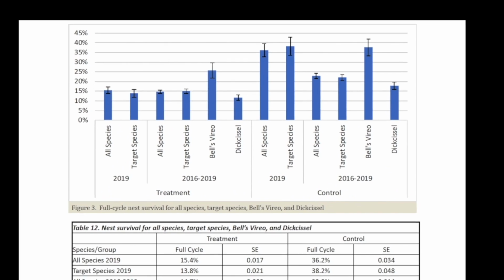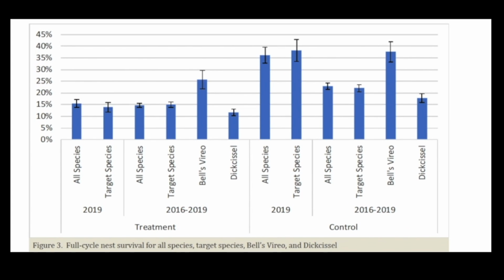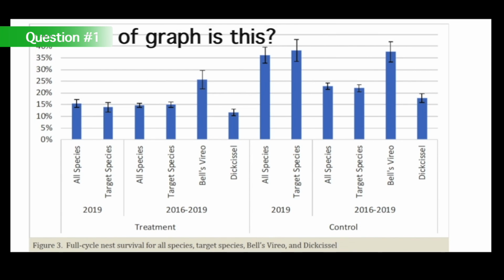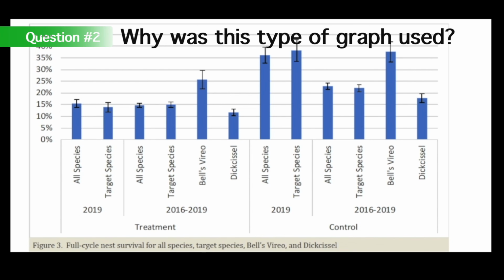Next, let's examine Figure 3, Full Cycle Nest Survival for all species, target species, Bell's vireo, and dickcissel. Answer the following questions in your notebook. Question 1. What type of graph is this? Question 2. Why was this type of graph used? Or what do these graphs show us?